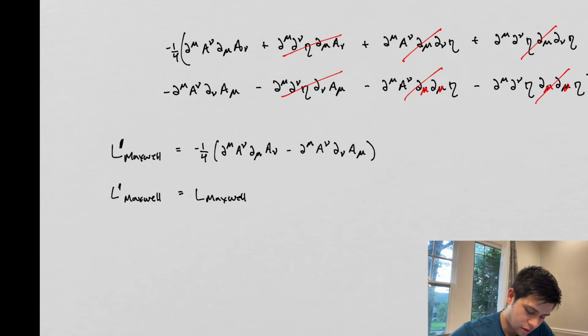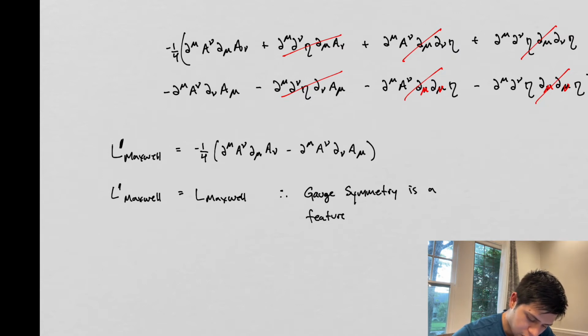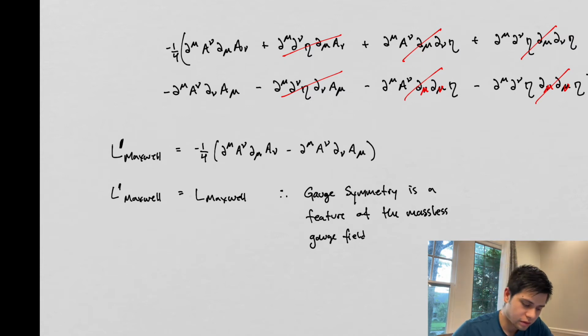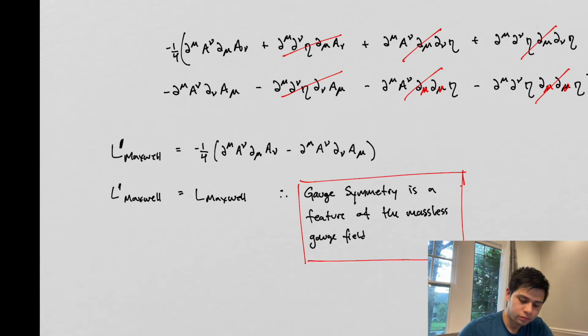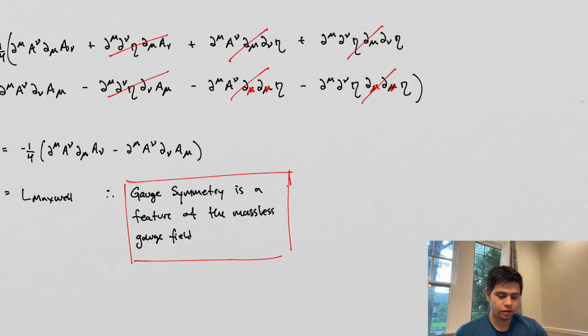We have that. Therefore, this gauge symmetry is a feature of the massless gauge field. Okay, this is important. I will box this. This is an important concept to understand.